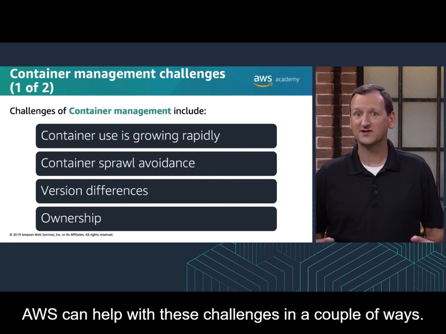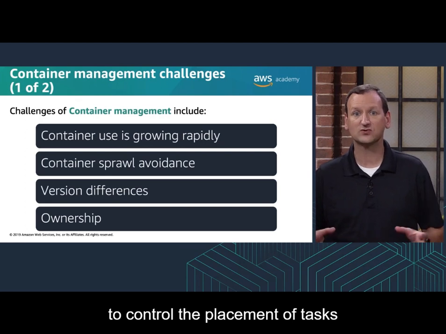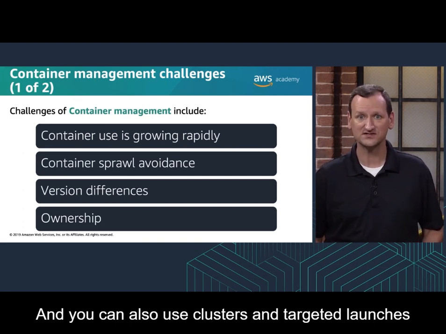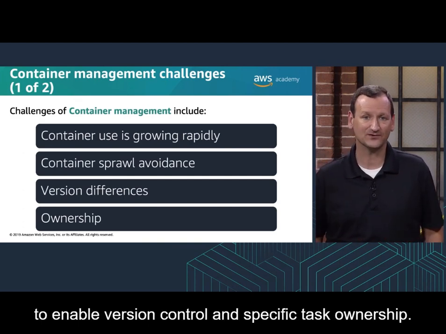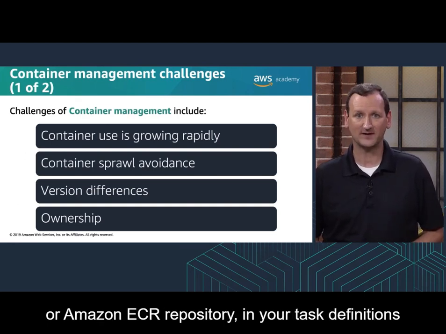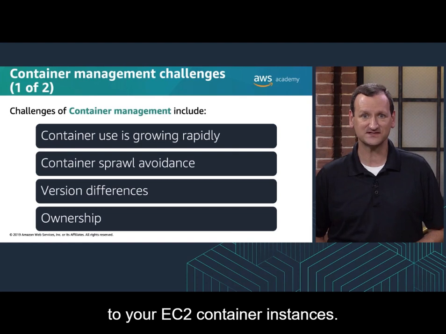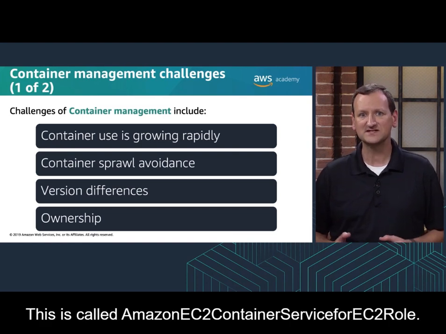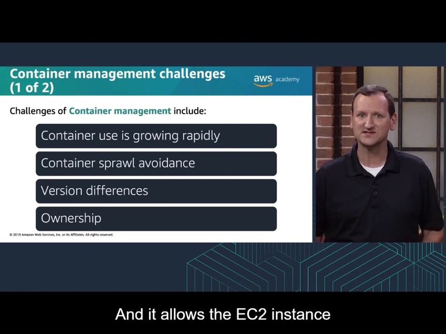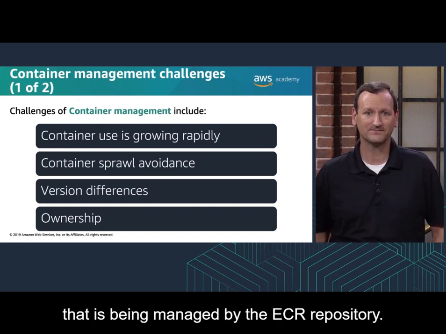AWS can help with these challenges in a couple of ways. First, Amazon ECS enables you to control the placement of tasks across different EC2 container instances. And you can also use clusters and targeted launches to enable version control and specific task ownership. You can also use an Amazon Elastic Container Registry, or Amazon ECR, repository in your task definitions to attach the necessary role to your EC2 container instances. This is called Amazon EC2 Container Service for EC2 role, and it allows the EC2 instance to retrieve the appropriate images for the application that is being managed by the ECR repository.